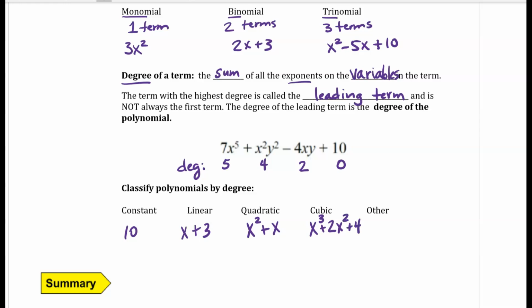Of course, we can have higher powers than x to the third, but they don't typically have special names applied to them. So we might say under other, x to any other power besides x to the first, x squared, or x to the third as the leading term. Just doesn't have a special name.